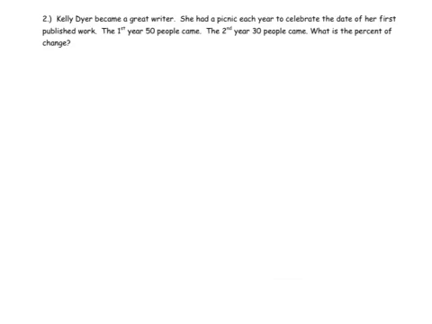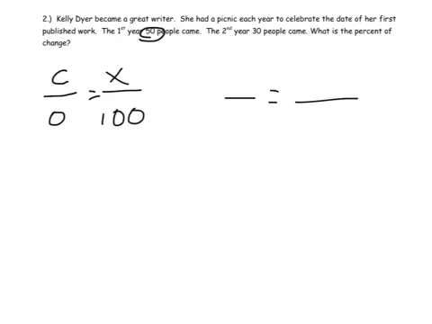All right, so Kelly Dreyer, once she became a great writer, had a picnic each year to celebrate the date of her first published work. The first year, 50 people came. The second year, 30 people came. What is the percent of change? So what happened first? The 50 happened first. So let's just remember, change over original equals the percent, or x over 100. So let's set that up. We know it's x over 100. We know the original is 50. Let's find the change. The change from the first year to the second year was 20.